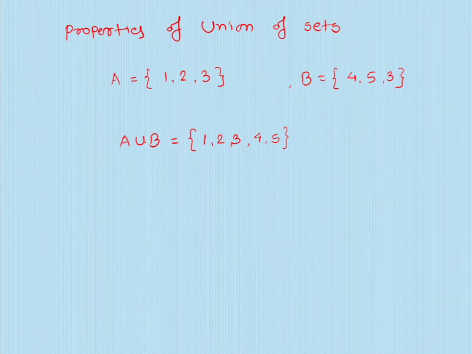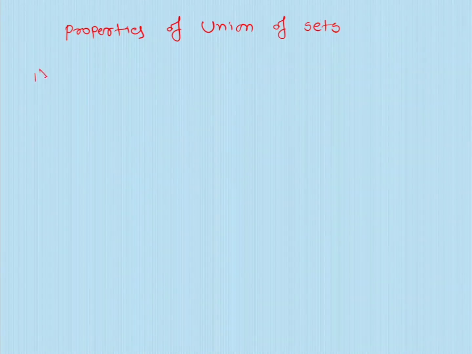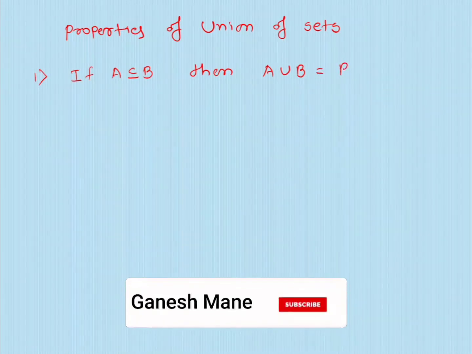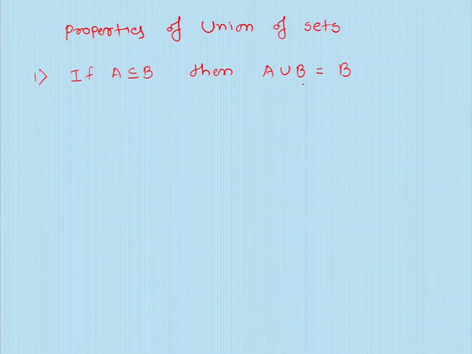So this is how we can define the union of two sets, and we are going to verify two properties of union of two sets. So the first property is, if A is a subset of set B, and if we take the union, that is A union B, that must be equal to set B. So if A is a subset of set B, then A union B is equal to set B. That is, if every element of set A is in set B, and if we find their union, it must be equal to set B.